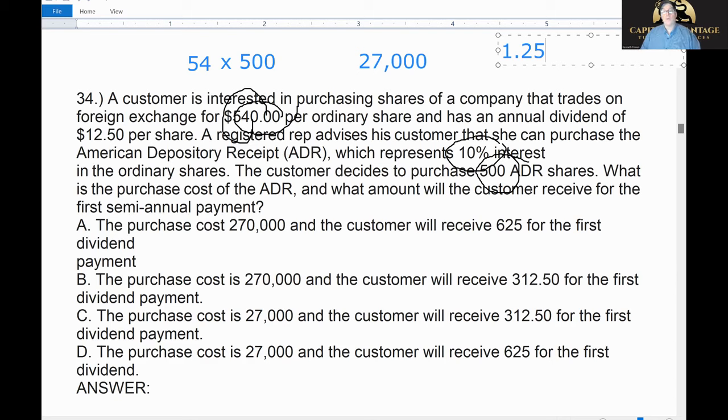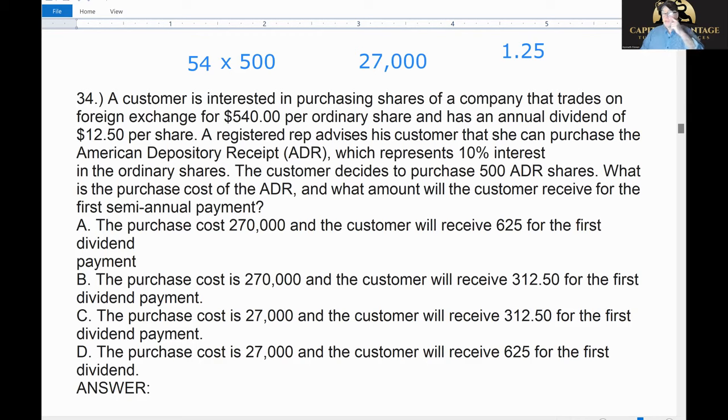Yay. Oh, but we missed a word. Now remember something. Let's show you. Remember, read the question. Always read every word. There's also semi-annual payment. They want to know the semi-annual payment, not the annual payment. So you're going to cut this: 625 divided by 2 is 312.50. So the answer here is C as in Charlie. Boom. That's a hard one.